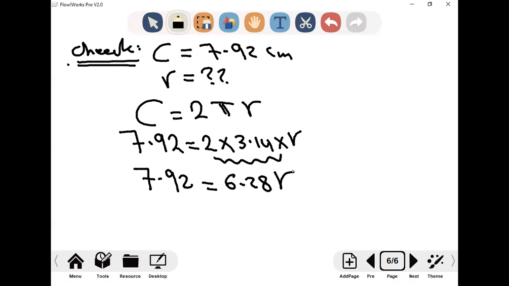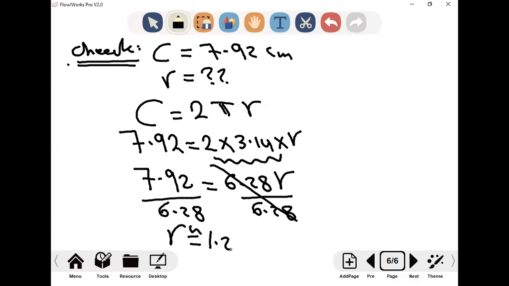Multiplication equation, divide both sides by the coefficient. So I will divide both sides by what here? By 6.28, by 6.28. Cross. So R equal 7.92 divided by 6.28. It will be 1 point exactly. Rounded to 1.26. The unit is centimeters.